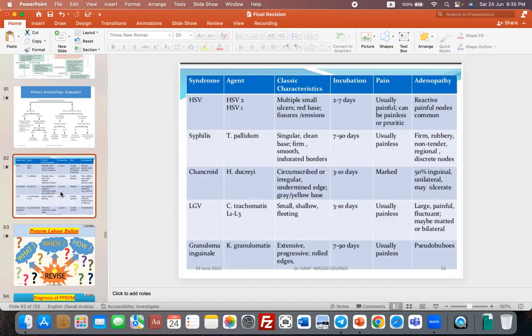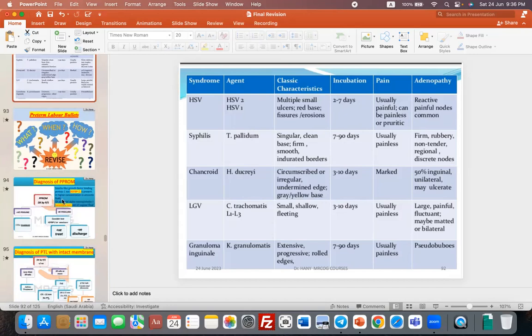Lymphogranuloma venereum is usually painless, and there are shallow, small, fleeting ulcers, with buboes matted together. Granuloma inguinale is also usually painless, and there are lymph node buboes or pseudobuboes.